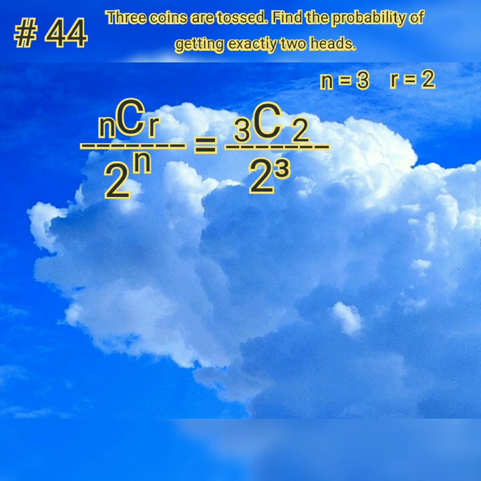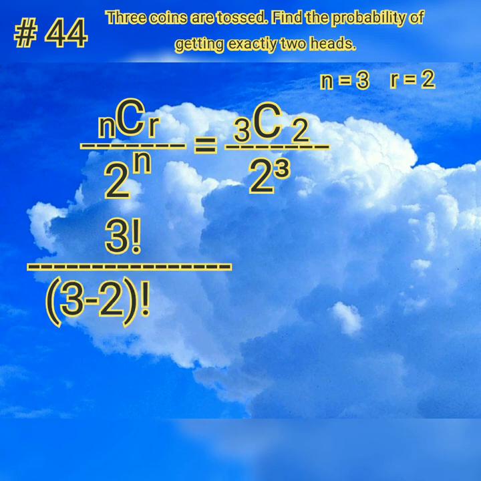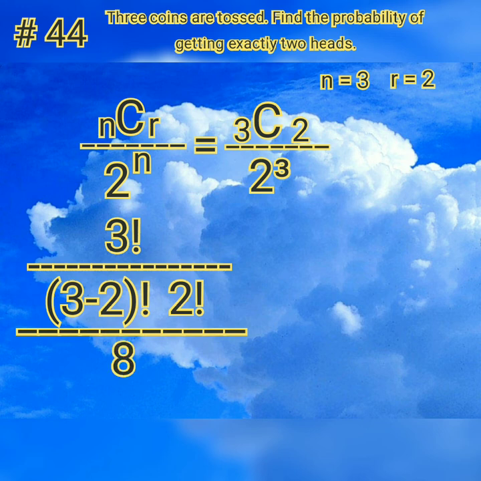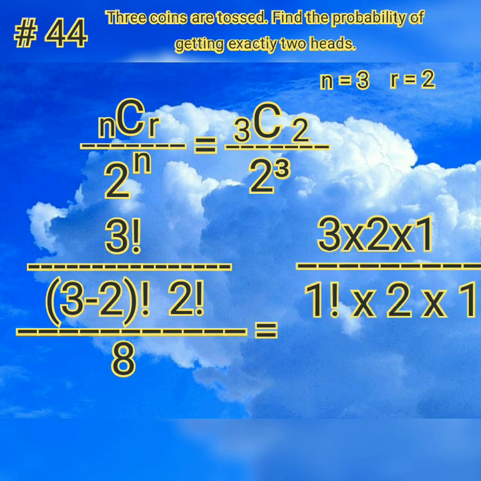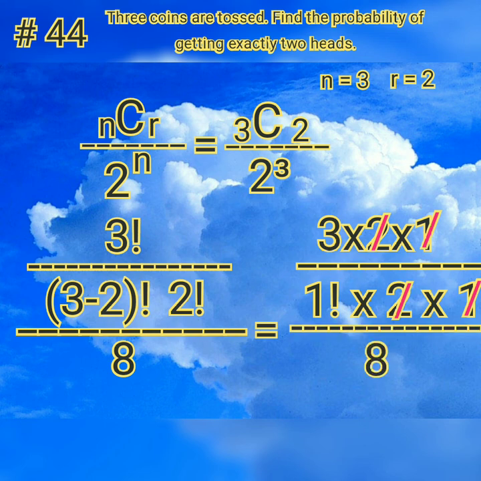The combination of 3 things taken 2 at a time is equal to 3 factorial over the quantity of 3 minus 2 factorial, 2 factorial, and 2 cubed is equal to 8. 3 factorial is equal to 3 times 2 times 1, while 3 minus 2 factorial is equal to 1 factorial, and 2 factorial is equal to 2 times 1. The probability of getting exactly 2 heads when 3 coins are tossed is equal to 3/8.